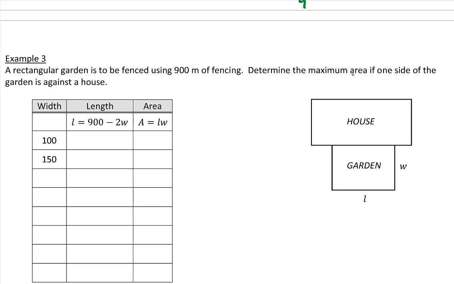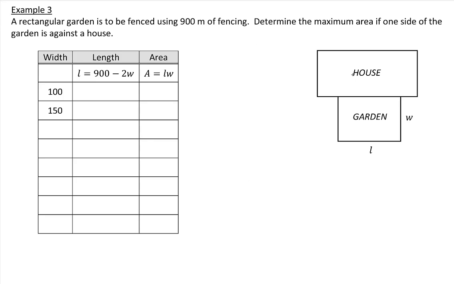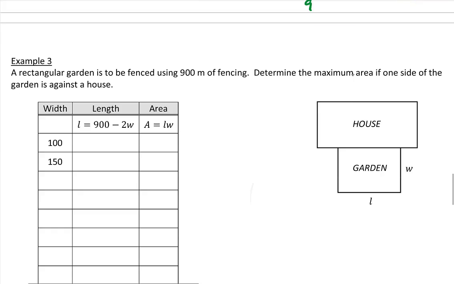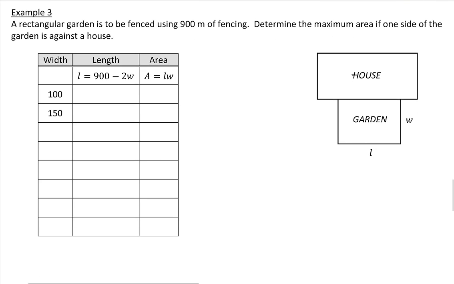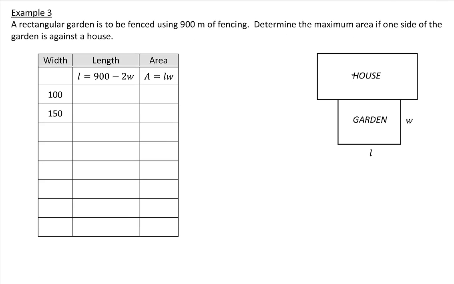Alright, so let's try the last one. A rectangular garden is to be fenced using 900. Determine the maximum area if one side of the garden is against a house. So this time we want to maximize the area, and we note from before that it would normally be a square. But again, one side is fenced by the house, so we don't need fence against the house. So let's see what kind of shape we get here.